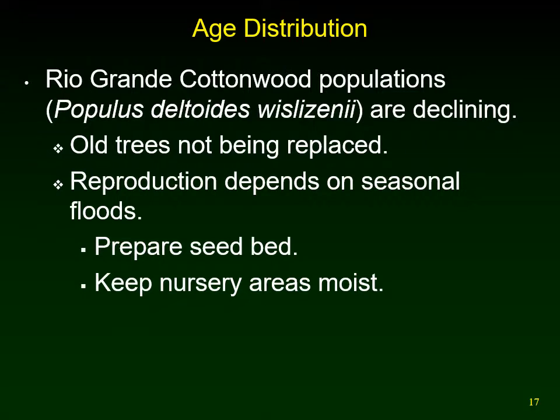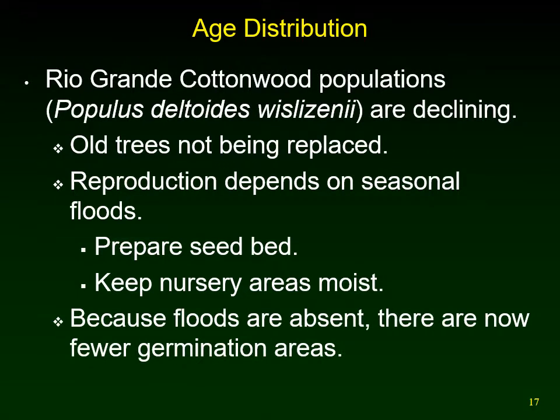So the nursery areas, or where the trees need to grow when they're first seedlings, need to be moist. And now in this area the floods have decreased, and so now there are fewer germination areas, which is leading to the population decline.